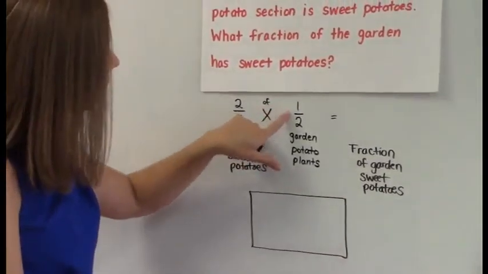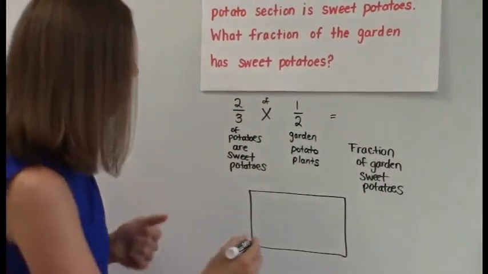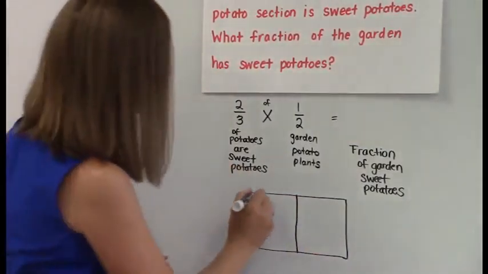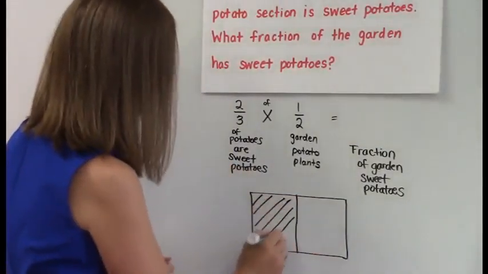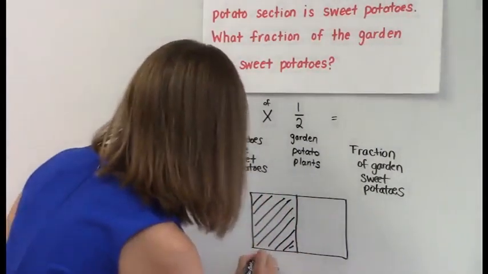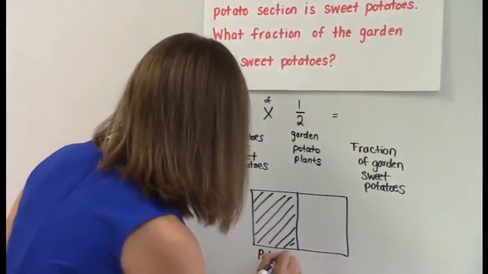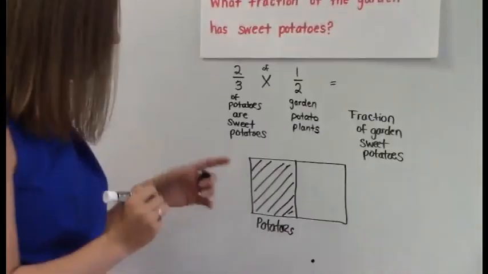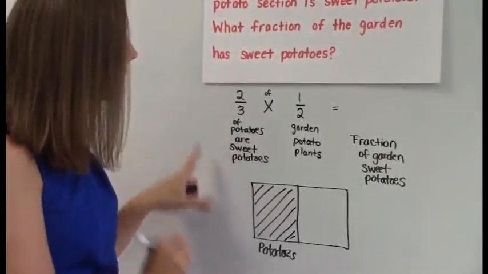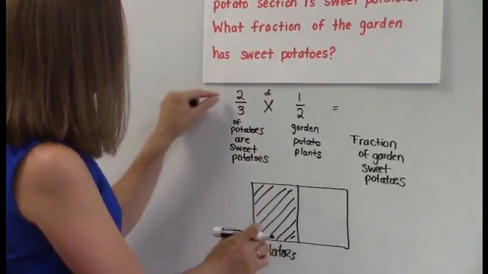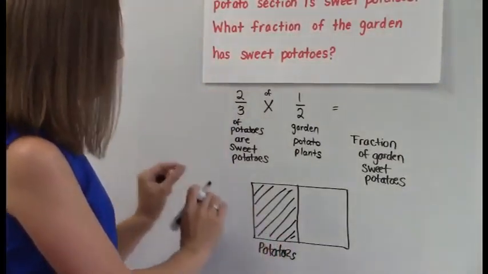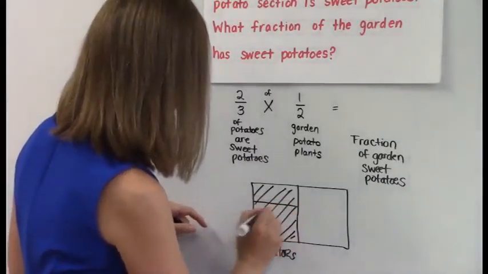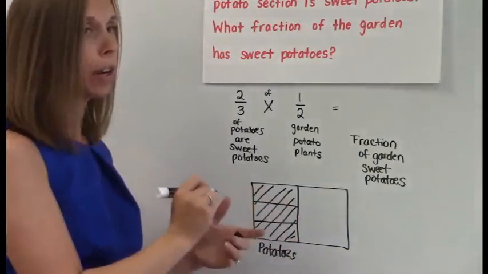And I know that 1/2 of the garden is planted in potatoes. So I'm going to partition this model in 1/2 and then shade in that 1/2 to show that it is potato plants. Okay? Then, out of that 1/2 of the garden, 2/3 are sweet potatoes. So I know that I'm going to need to split up that 1/2 into thirds.